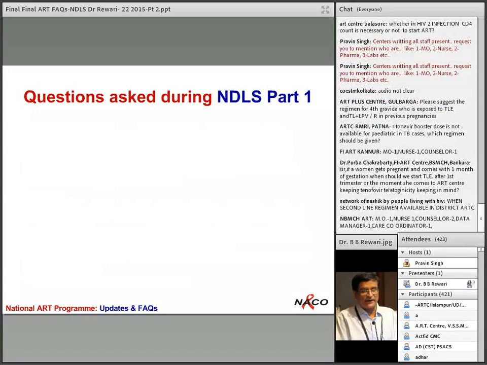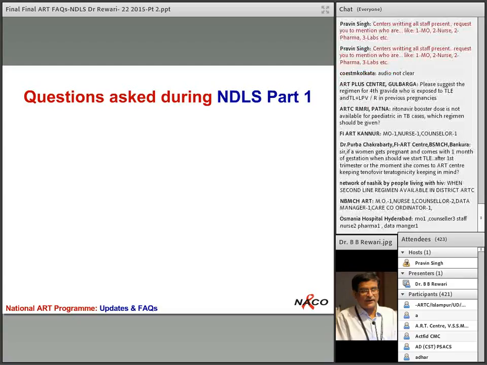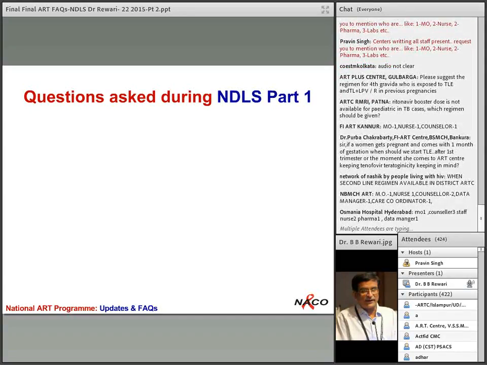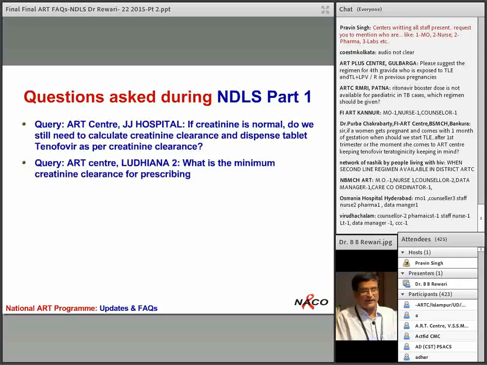The question was about partial dispensation of drug only if dolutegravir is not available, other drugs, no. NACO is very clear that partial dispensation of any drug should not be given.